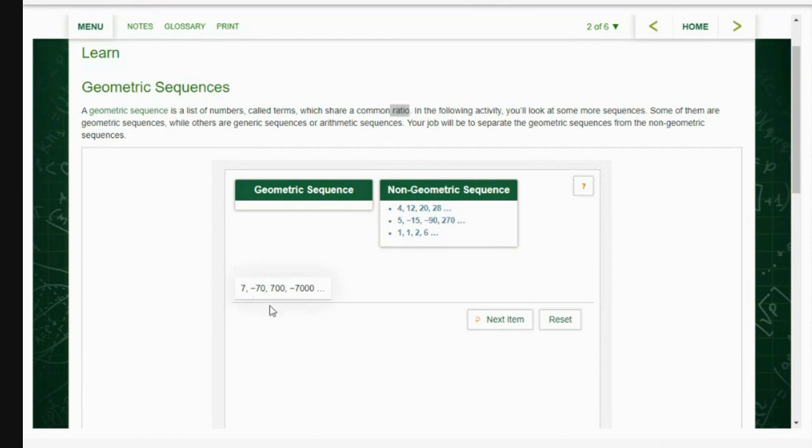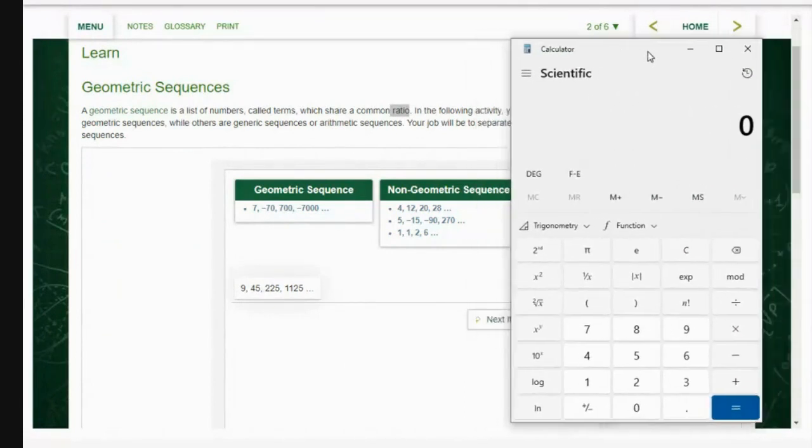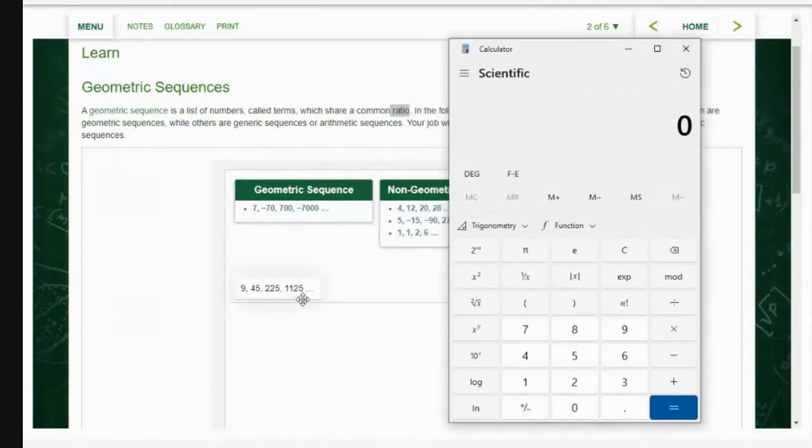7, -70, 700, -7,000. Now look, if we divide -7,000 by 700, we get -10. If we divide 700 by -70, we get -10. If we divide -70 by 7, we get -10. That's a geometric sequence. So we just test that by dividing. If you see one you don't recognize and you're like, okay, is this a geometric sequence? Well, let's take the last one and divide it by the one before it.